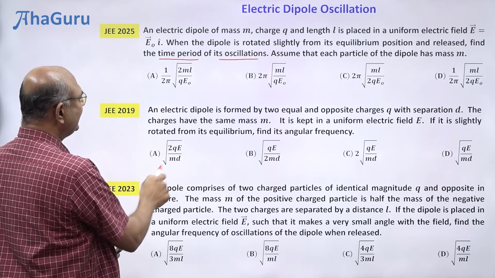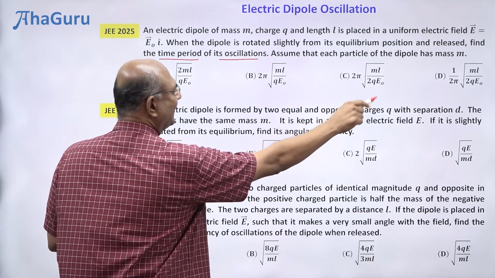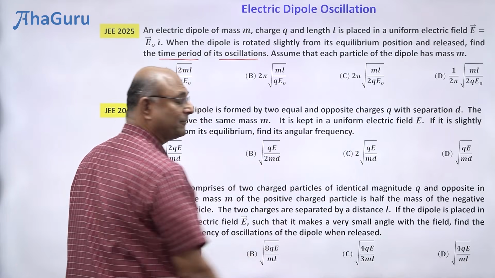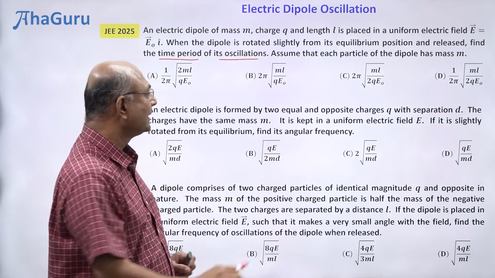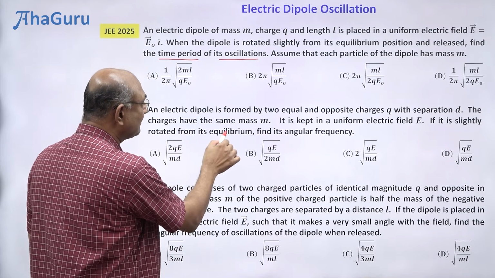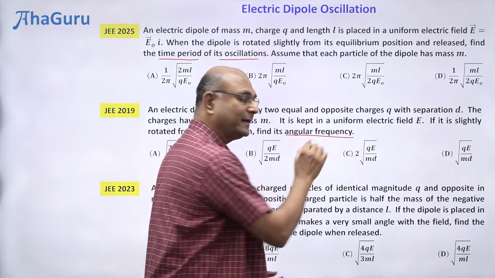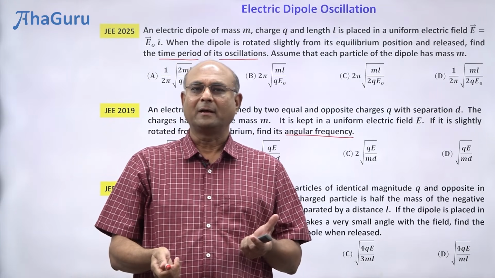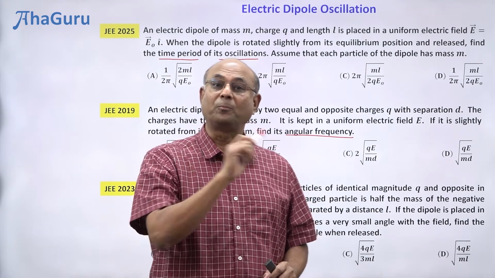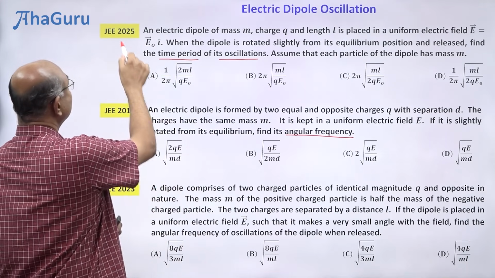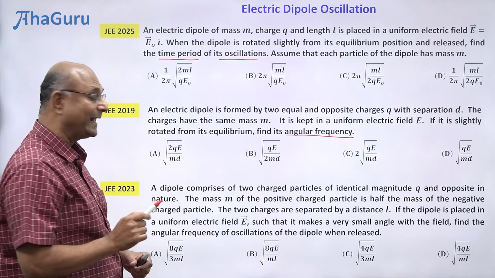JEE 2019, electric dipole is formed by etc., right? You have all of that information. It is kept in a uniform electric field. Always uniform electric field. If it is slightly rotated from its equilibrium, find its angular frequency. Well, time period, angular frequency, you know the relationship, right? So T equals 2 pi by omega. So finding this, almost the same problem, right? Now this appeared in 2025, this appeared in 2019.